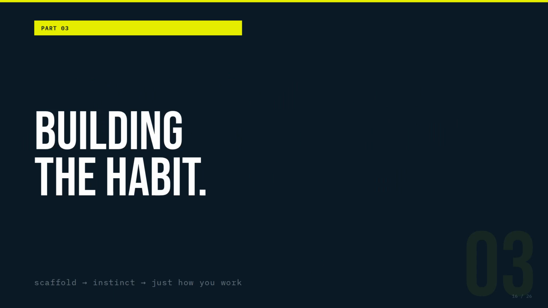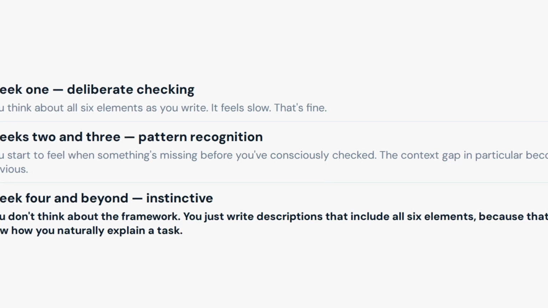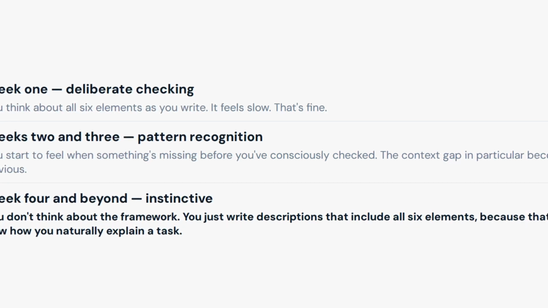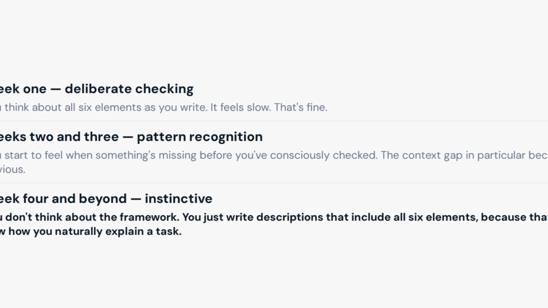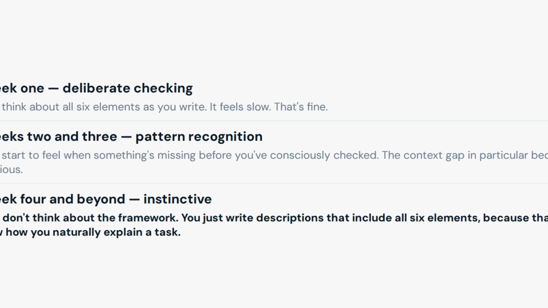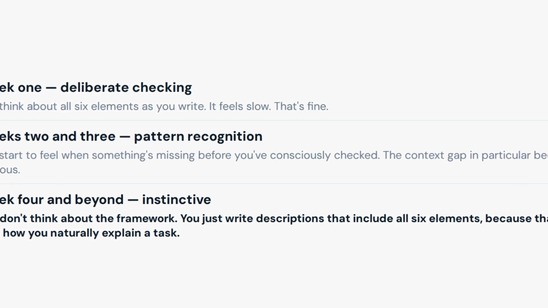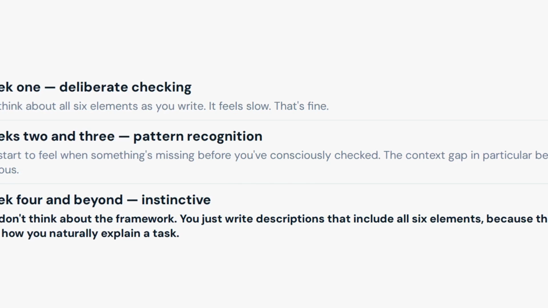Part 3. Building the habit so you don't have to think about it. The 6-element framework is a scaffold, not a permanent structure. You use it consciously until you don't need to anymore. Here's how that transition typically works. In the first week, you think about the 6 elements as you write. You might even check them off mentally.